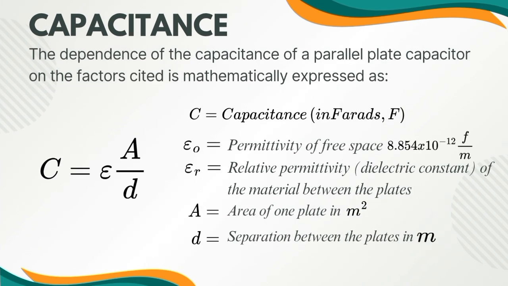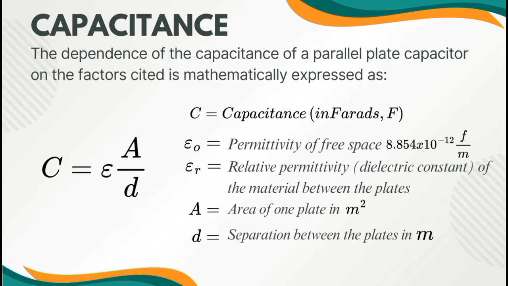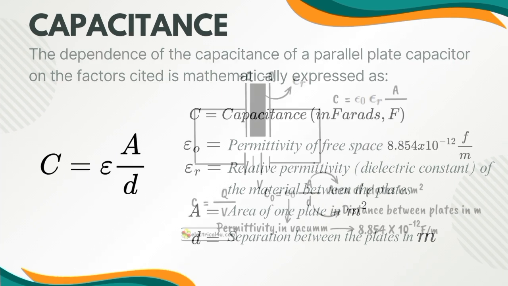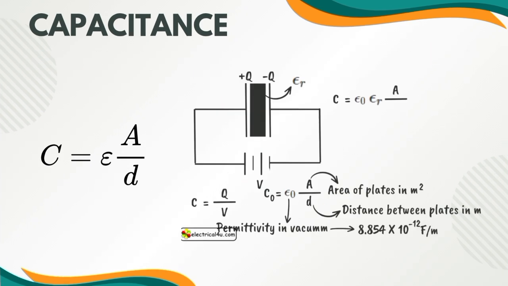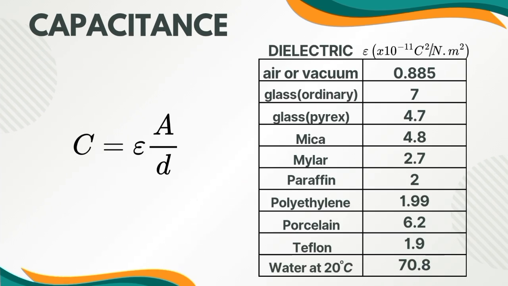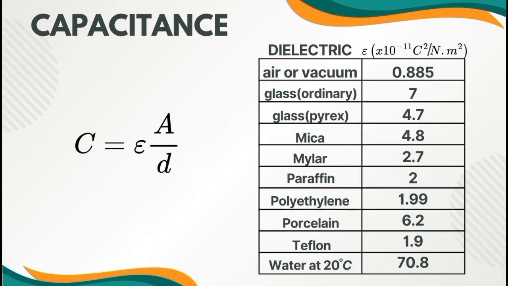The dependence of the capacitance of a parallel plate capacitor on the factors cited is mathematically expressed as C is equal to the permittivity times the area, divided by the separation between the plates in meters. So this is how the capacitance works. And these are the values of the dielectrics. Air or vacuum is equal to 0.885, ordinary glass is equal to 7 for the permittivity, and for the glass 4.7, mica 4.8, mylar is 2.7, paraffin is 2, polyethylene is 1.99, and so on.